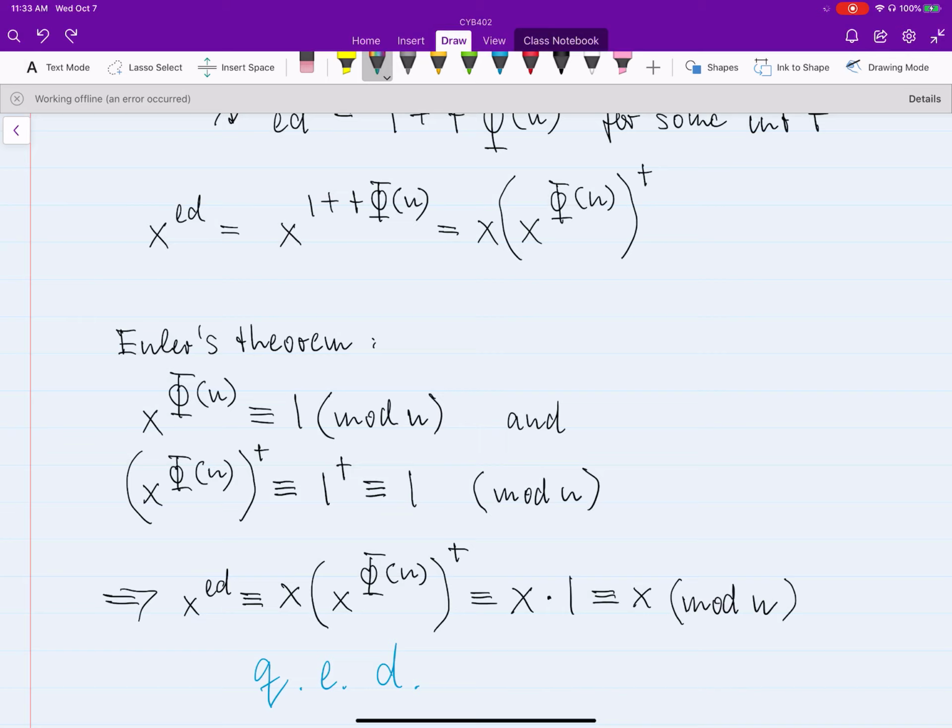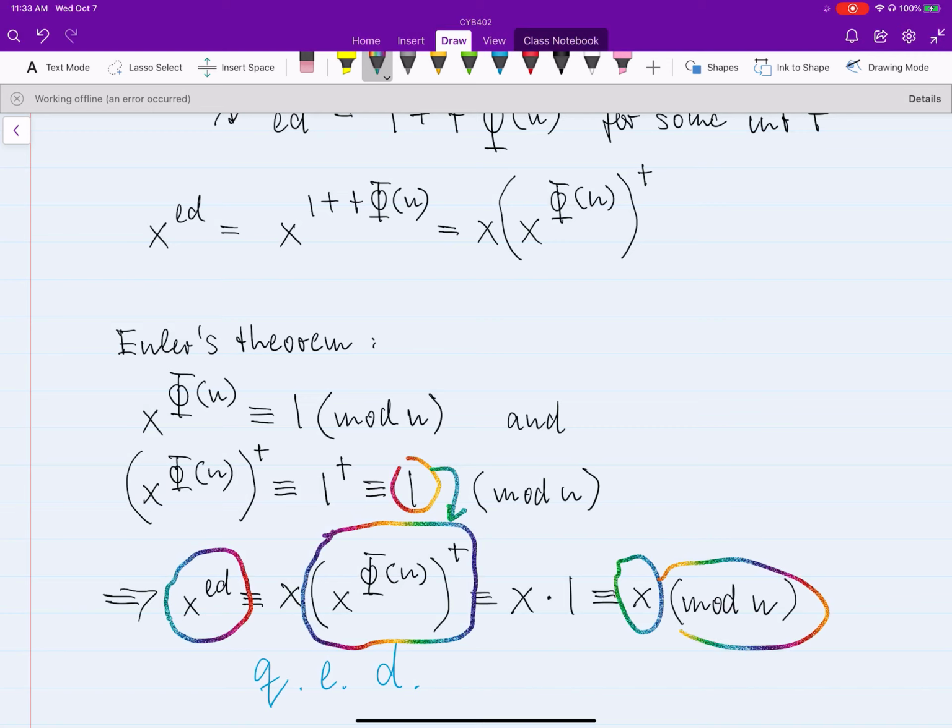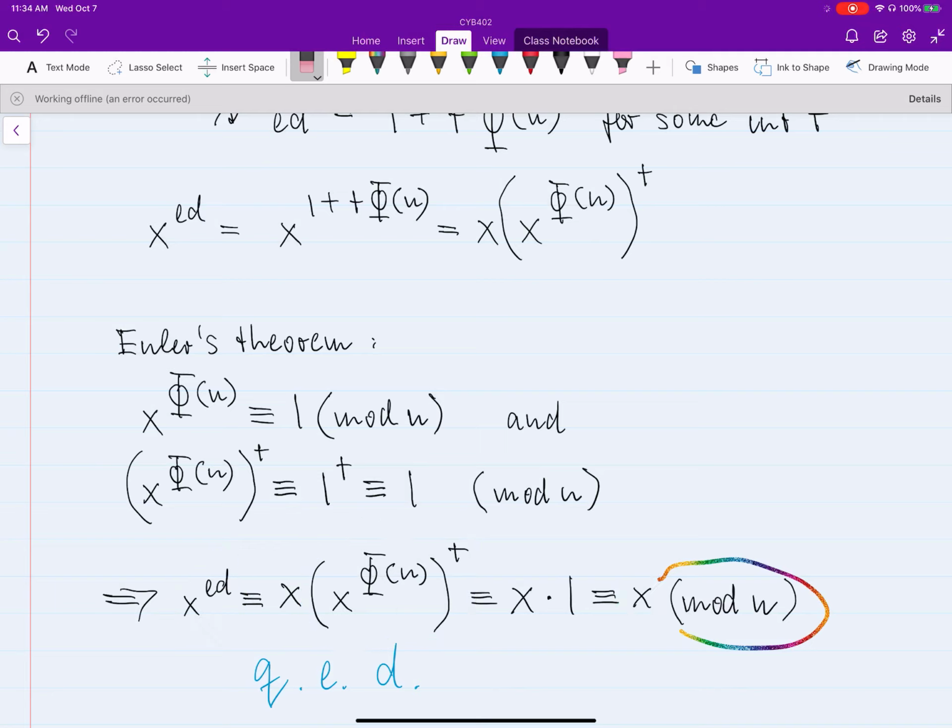So remember where we came from. We needed to show that this here is 1. And with applying Euler's theorem, we actually could show that. Which means, in conclusion, that x to the ed is actually x modulo n. So this is the first part of the proof. Okay.